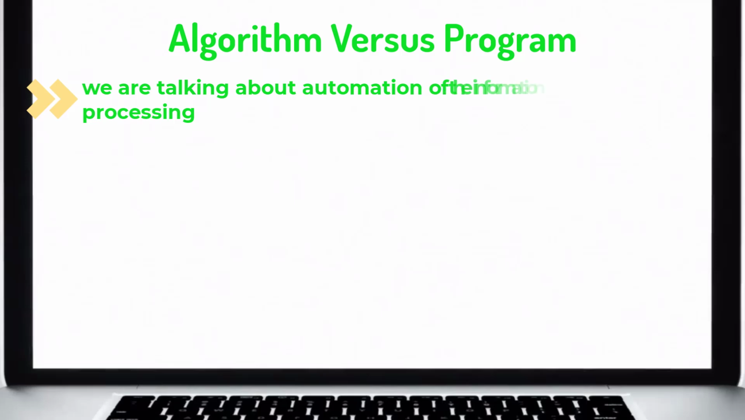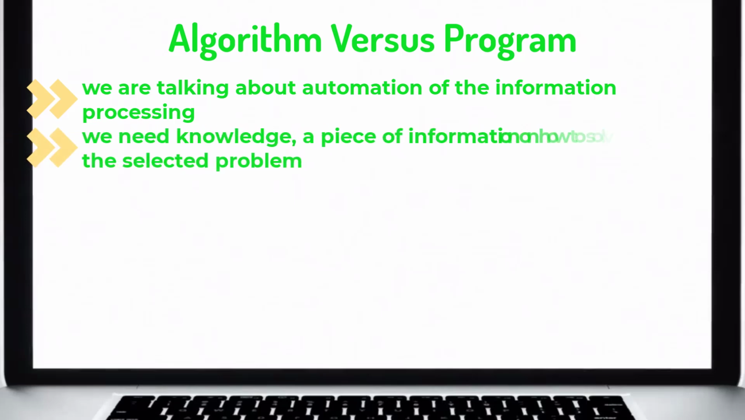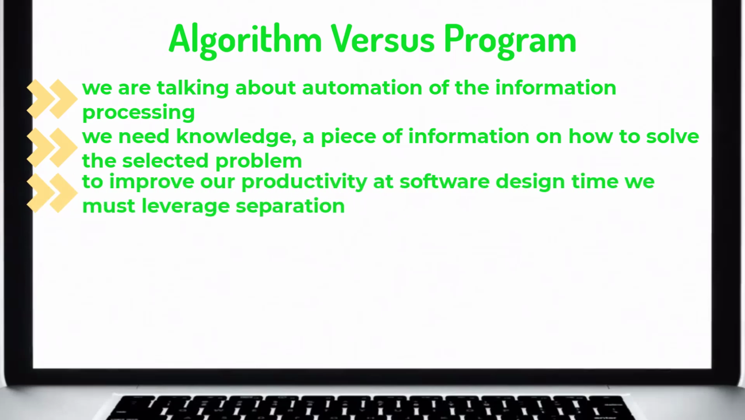Automation of information processing involves a computer, a physical device, resolving a problem as a series of actions, or steps to achieve a particular result, or help fulfill a task. To talk in the context of problem solving using a computer, we need to know how to compute the data to meet the business process expectations. Again, we need knowledge, a piece of information on how to solve the selected problem by applying a computer. This kind of knowledge we call an algorithm.